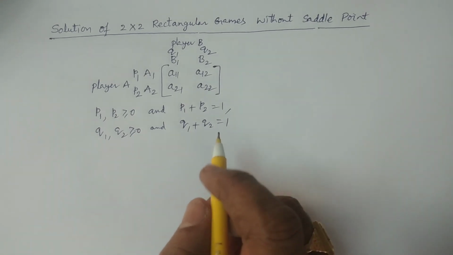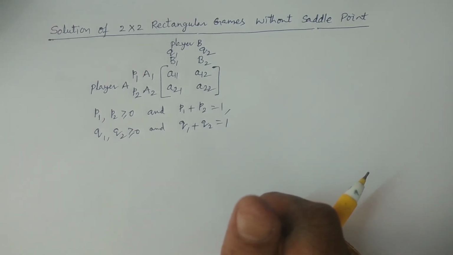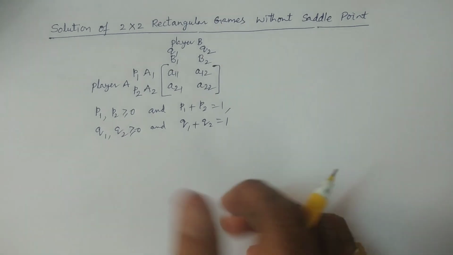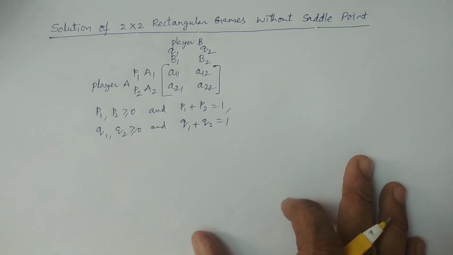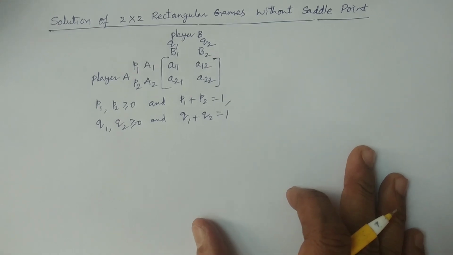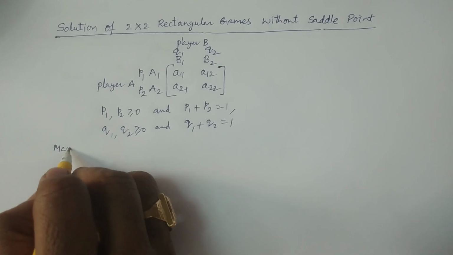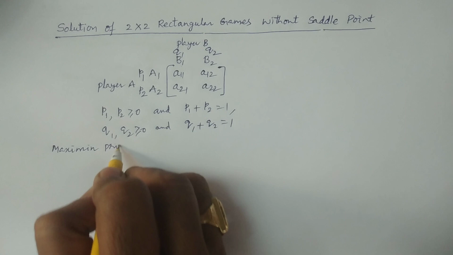Now, by using the mixed strategies with the help of the probabilities, the mixed strategies are expressed in terms of the probabilities, right? So therefore, by taking the probabilities and using the mixed strategies, now you have to consider the maximin principle. So I specify here the maximin principle and the minimax principle. Now the maximin principle first of all.